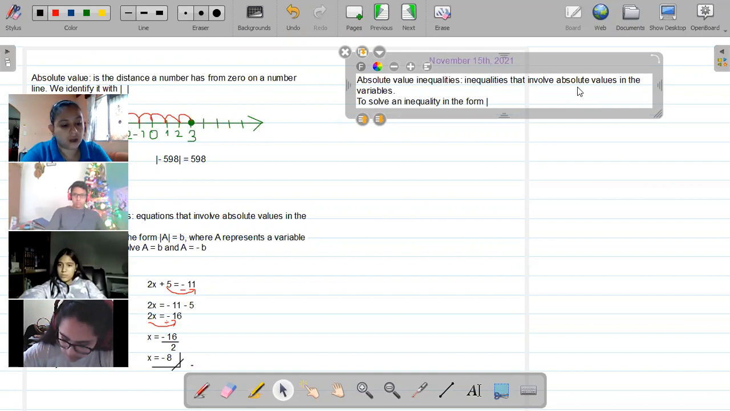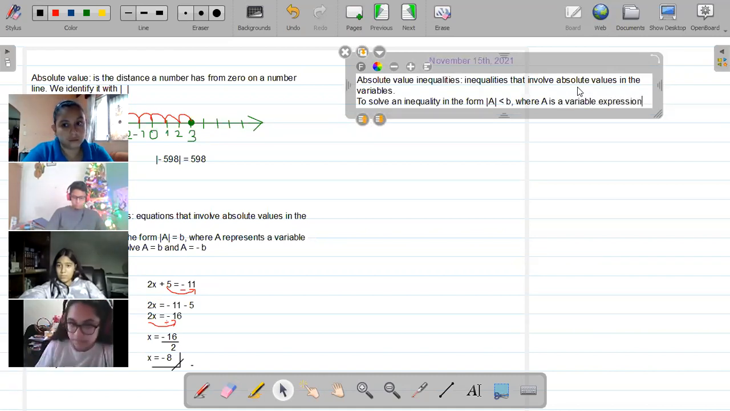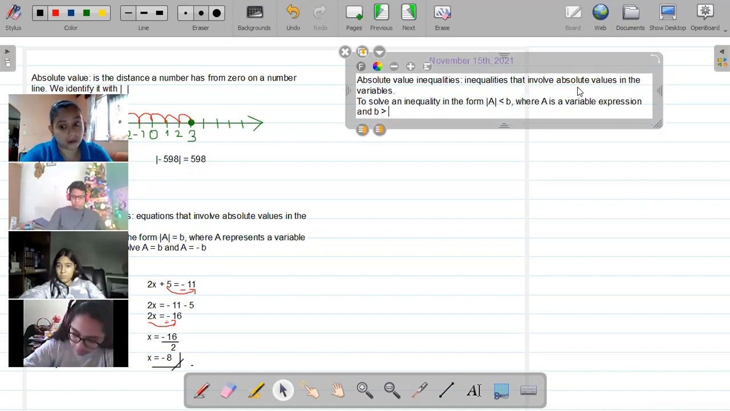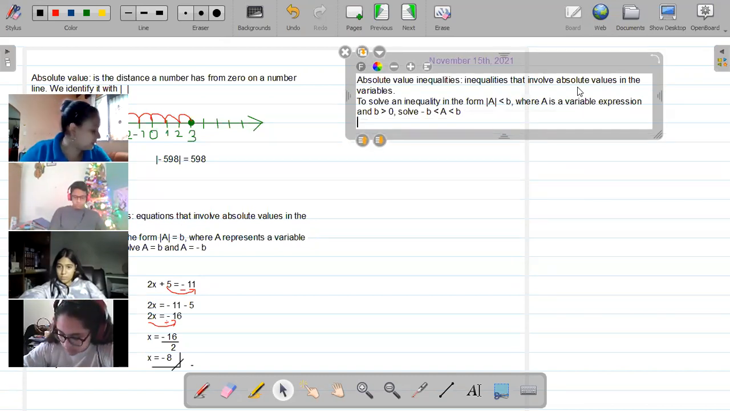So to solve an inequality in the form absolute value of A is less than B, where A again is a variable expression, and in this case B is greater than 0, similar to the one that we just did, then we're going to solve like a compound inequality. We're going to solve negative B is less than A less than B. And you already know how to solve that because that's a compound inequality, which is the topic that we just saw. Okay, and that's the first type.